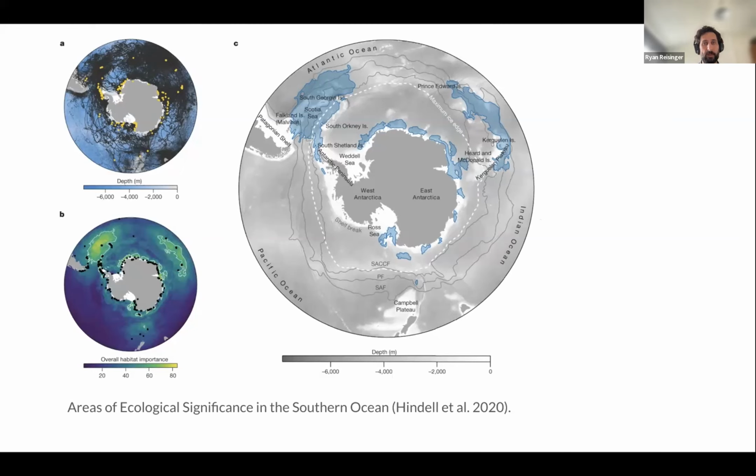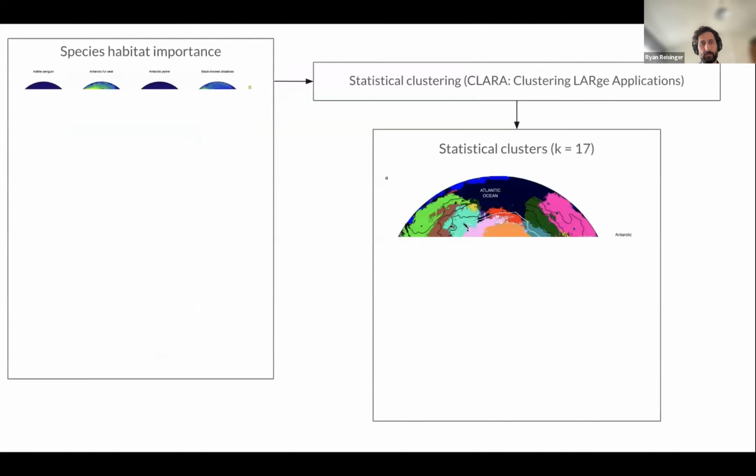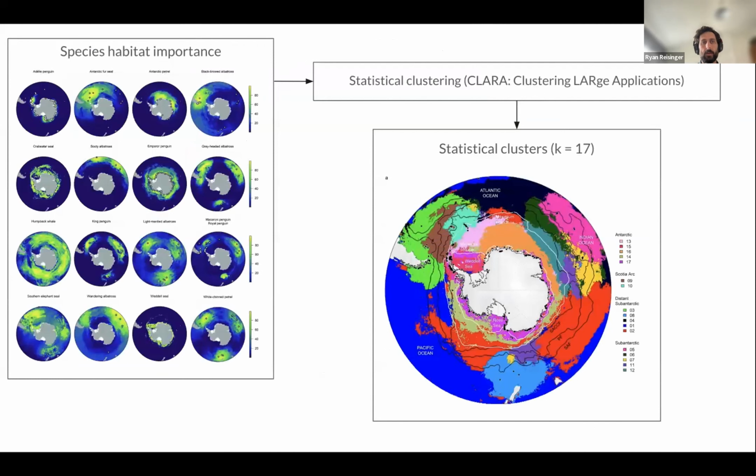However, we subsequently recognized that there was an opportunity to use these predictions in more detail to examine this bioregions concept. So I'm just going to chat very simply through the analysis. You can ask me about any further details or read about them in the paper. But essentially, we used the species-specific habitat importance predictions, and we detected statistical clusters in those using the Clara algorithm.